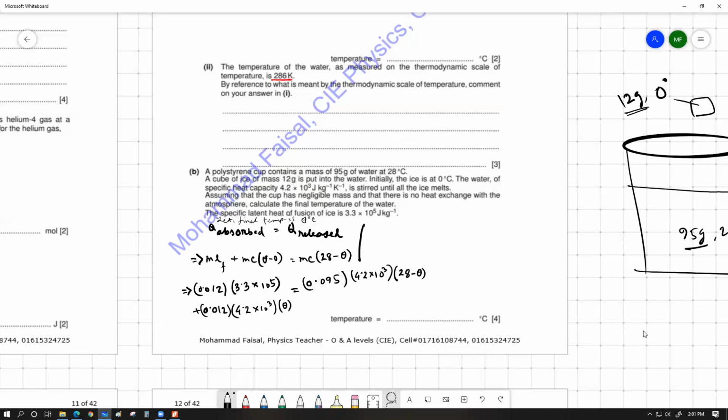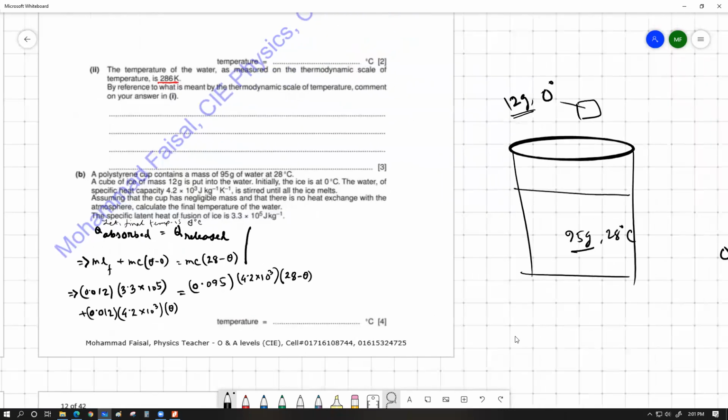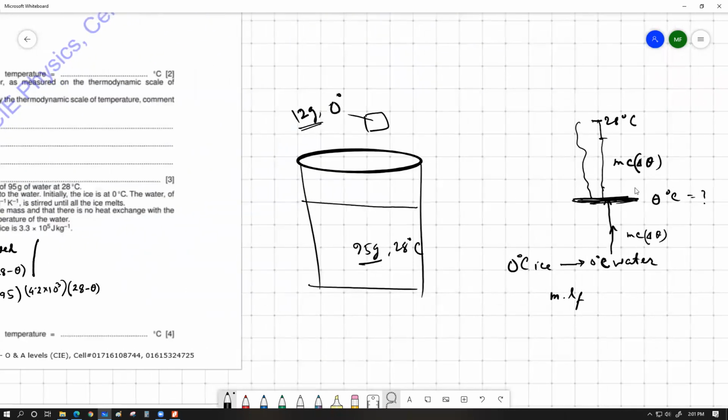But before I give you some time to actually do the calculation, did the discussion about the equilibrium temperature make sense? Did it make sense?